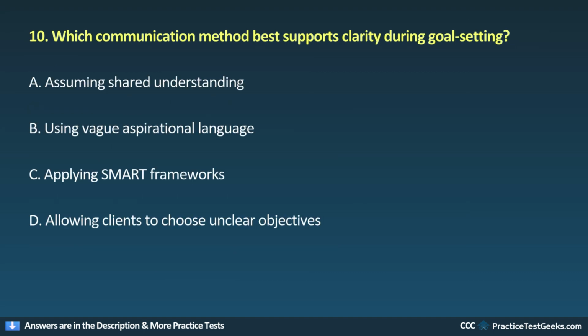10. Which communication method best supports clarity during goal setting? A, assuming shared understanding. B, using vague aspirational language. C, applying SMART frameworks. D, allowing clients to choose unclear objectives.